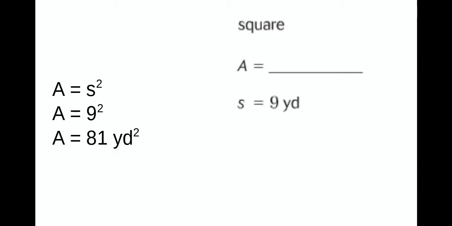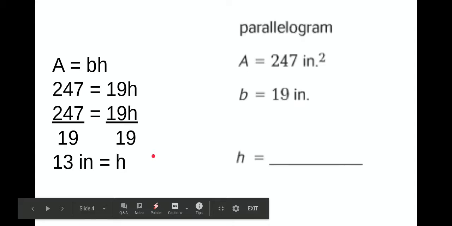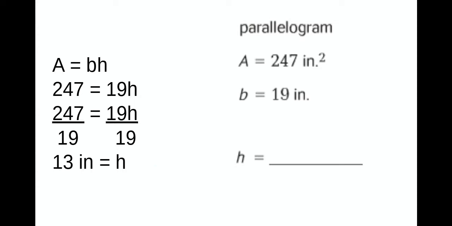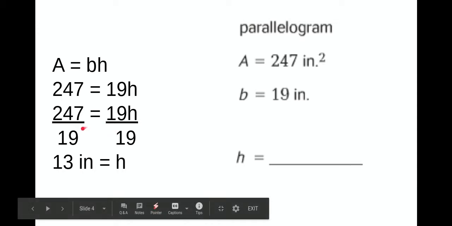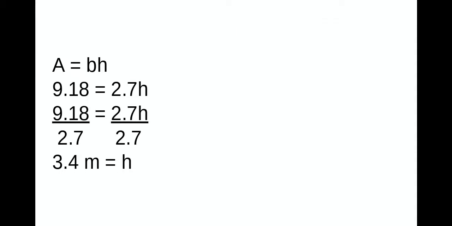You just have to type in 81, and that would be good enough as long as you have this on your paper. All right, next up we've got a parallelogram, and we're looking for a missing height. So we substitute the values we have. We divide both sides by 19. This is how we show division in algebra. 247 divided by 19 gives us 13, and it's going to be 13 inches is our official answer.